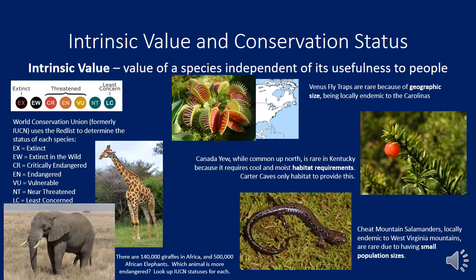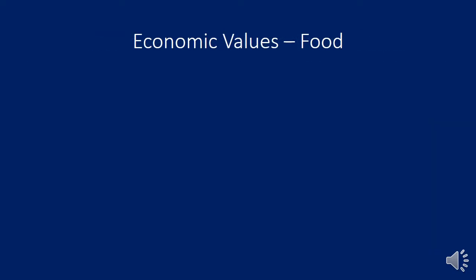Some species are rare just because they have small population sizes or are endangered or threatened, or these various things. Usually something's rare if it's endangered or threatened, but African elephants, there's a lot of them, and they're still endangered because of people. But the Cheat Mountain salamander, they have small population sizes, so they live up in the mountains in West Virginia, and there's never very many of them around, so they're red listed because of that.